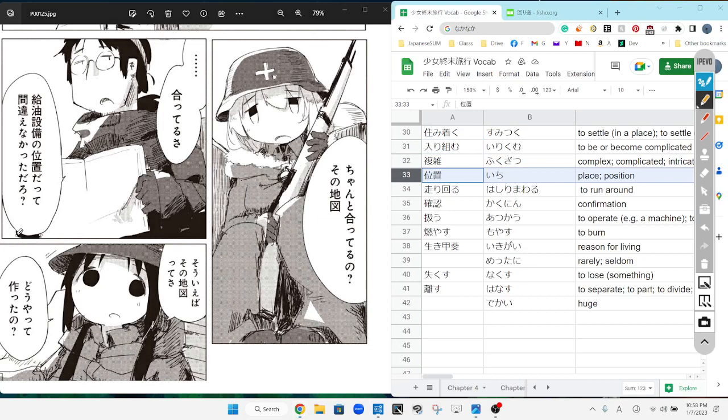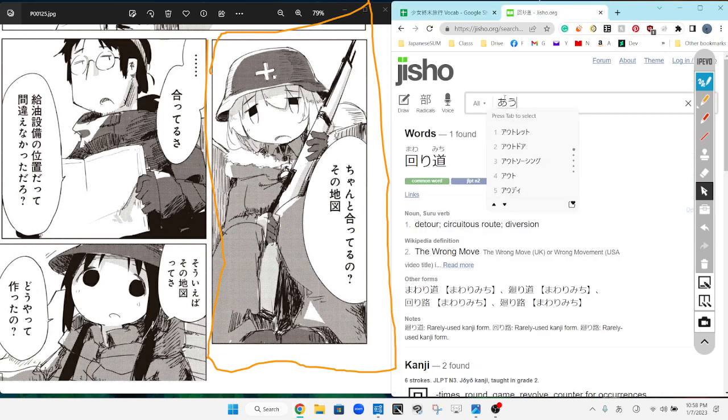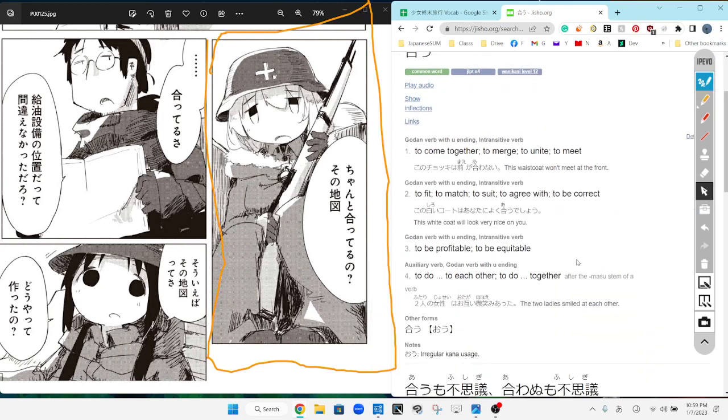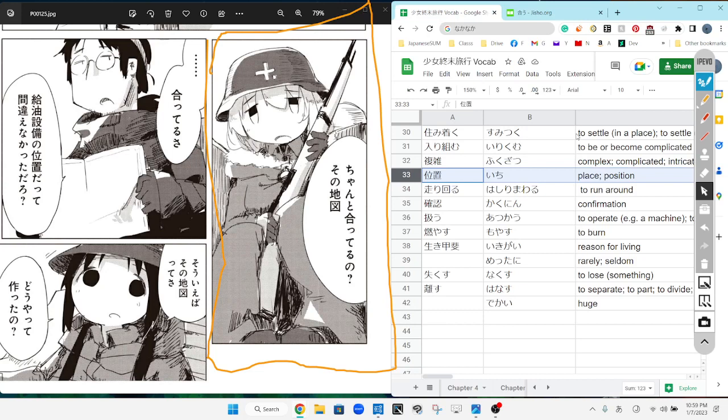Okay, so I do this one, right? Yep. ちゃんと合ってるの、その、地図。 is like, I don't know what 合ってる means in this context. It's like, I feel, could it be like, are we at the destination on the map?